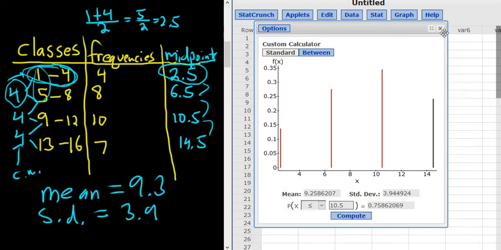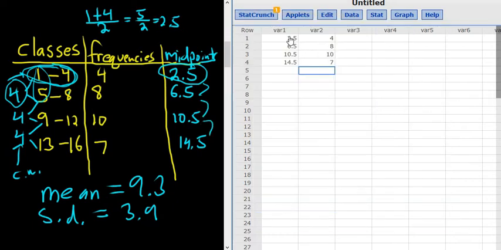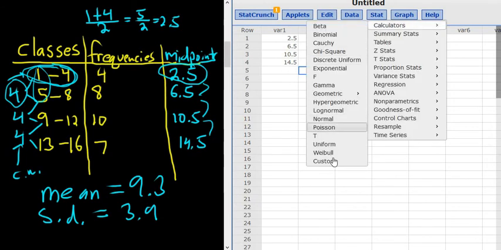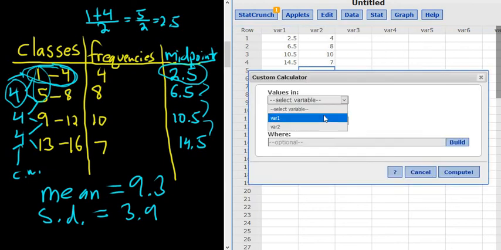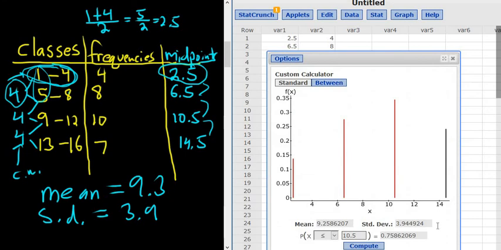Then what you do is you type everything into StatCrunch. The first column is the midpoints. The second column is the frequencies. Then you go to Stat, Calculators, Custom. Pick the first thing. Pick the second thing. Click Compute. And boom, there's the answers, mean and standard deviation.